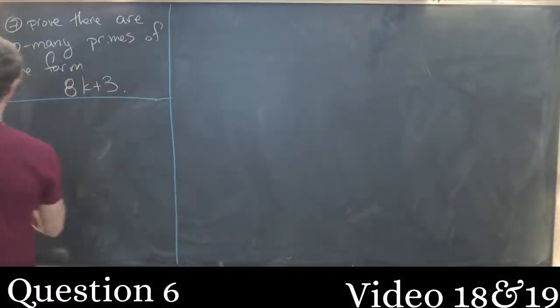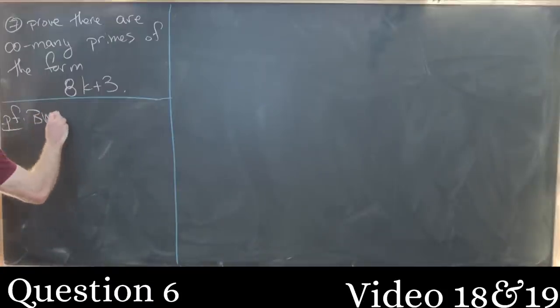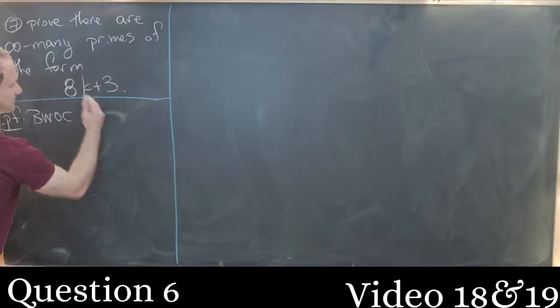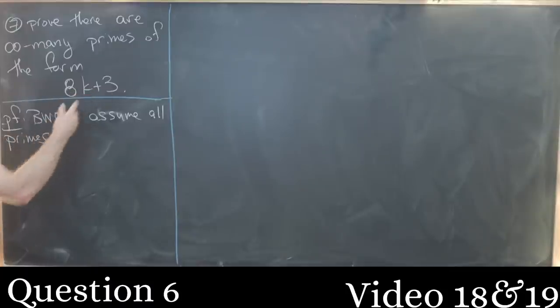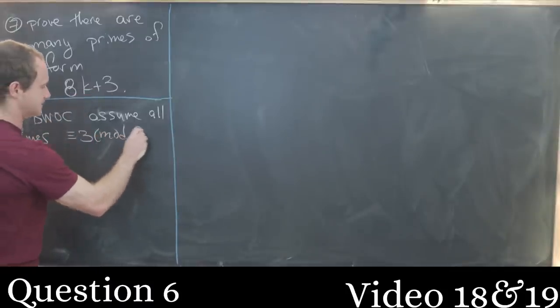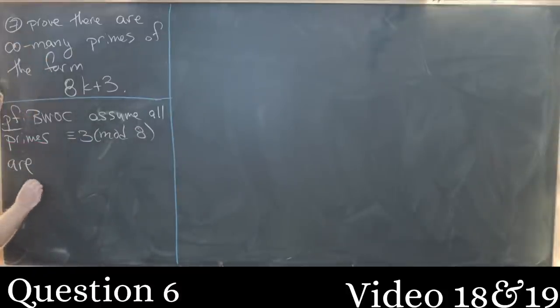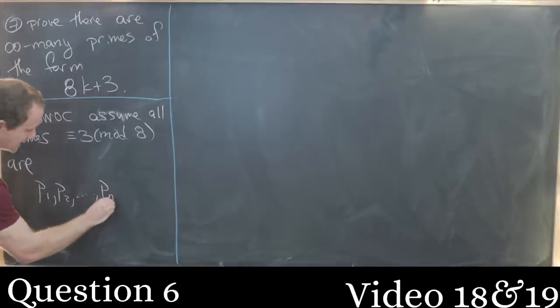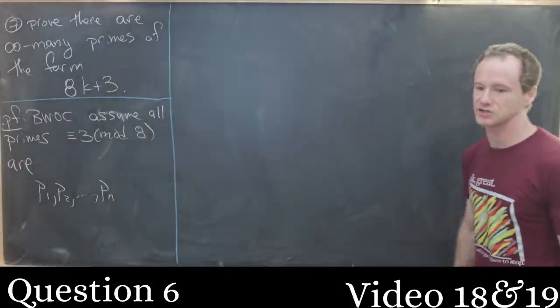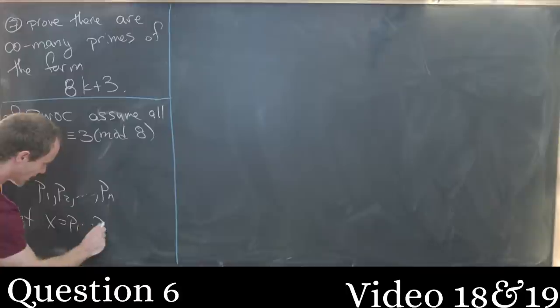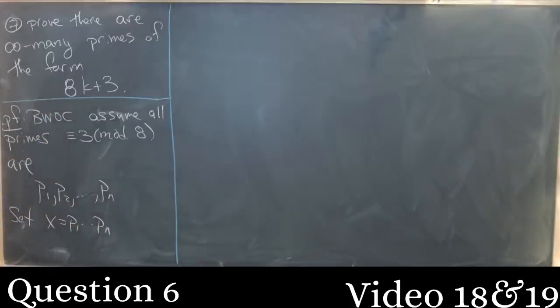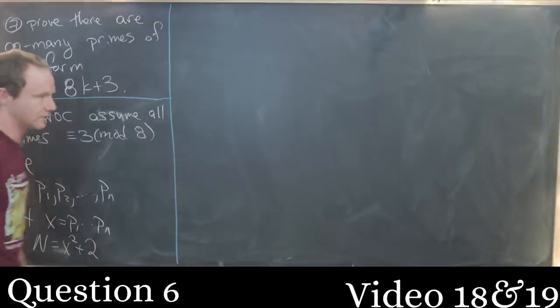Okay, so let's look at the proof of this. We're going to start in a fairly standard format by assuming by way of contradiction that we only have finitely many, and I'll say it like this. By way of contradiction, assume all primes, and instead of saying 8k plus 3, I'll say are congruent to 3 mod 8, are on the following list: P1, P2, all the way up to Pn. So in other words, we're assuming that there are only finitely many such primes. Now next, we'll set x equal to the product of these primes. So x is equal to P1 up to Pn. And then we'll set n equal to x squared plus 2. Okay, nice.